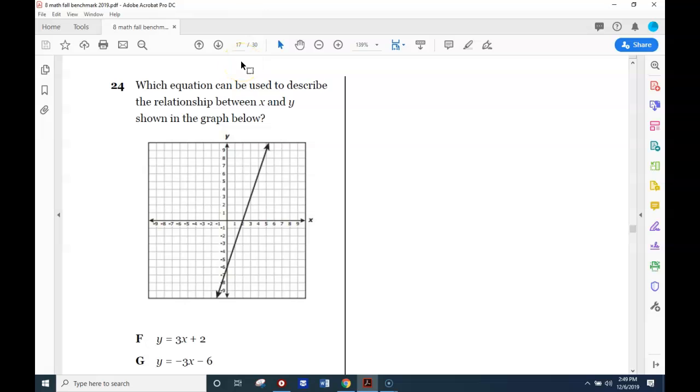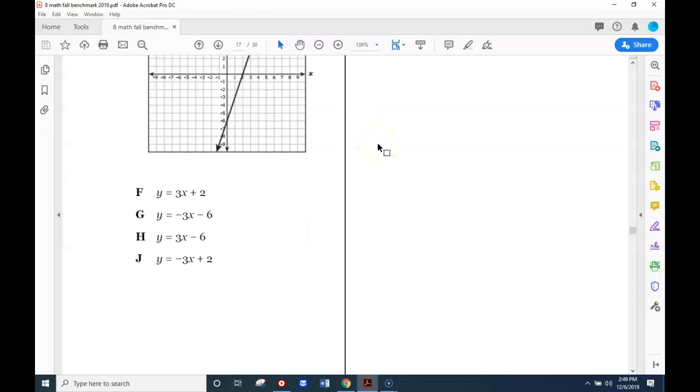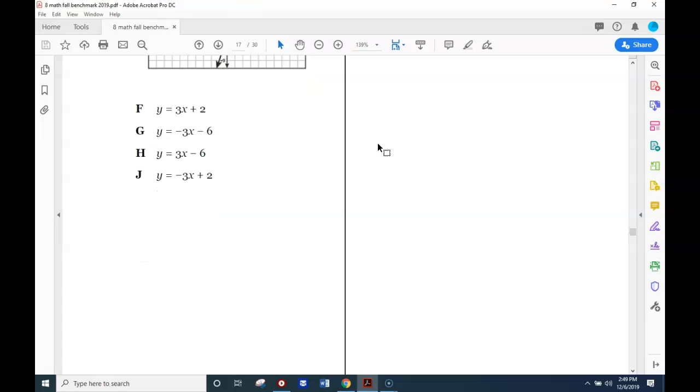Number 24. Which equation can be used to describe the relationship between x and y shown in the graph below? F, y equals 3x plus 2. G, y equals negative 3x minus 6. H, y equals 3x minus 6. J, y equals negative 3x plus 2.